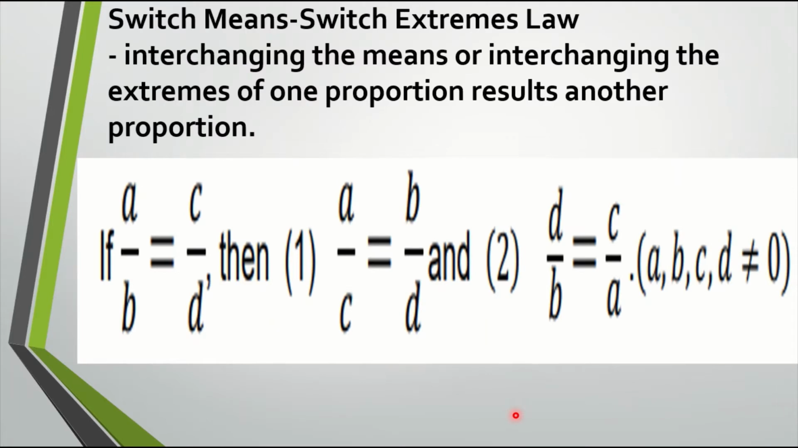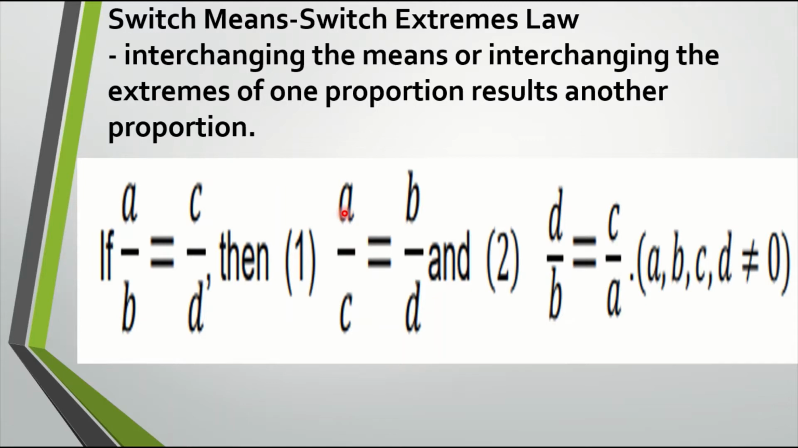Switch means switch extremes law. Interchanging the means or interchanging the extremes of one proportion results in another proportion. If A over B is equal to C over D, then, number 1, A over C is equal to B over D. Anong nangyari? Nag-switch po yung means at nag-switch din yung extremes. So, number 2, D over B is equal to C over A.